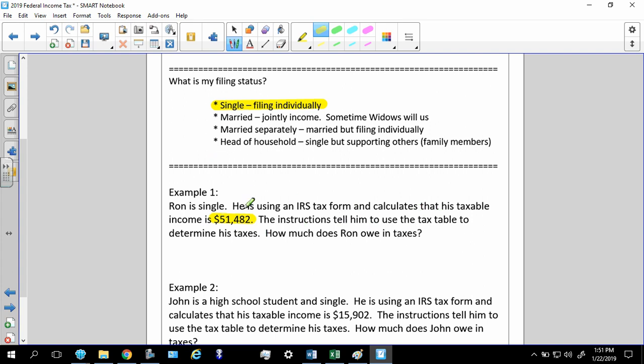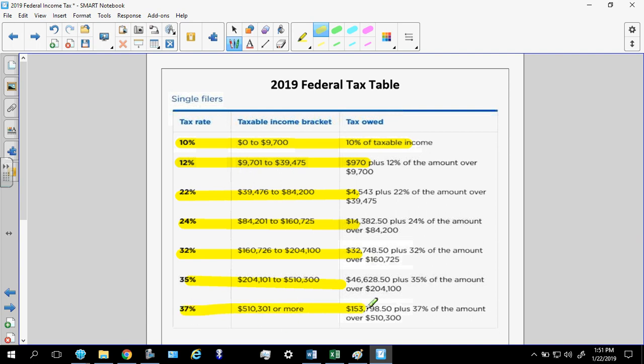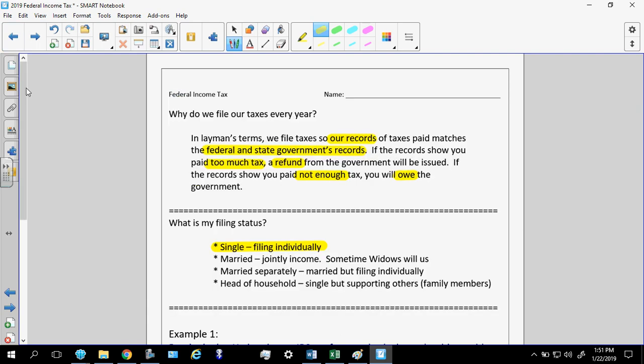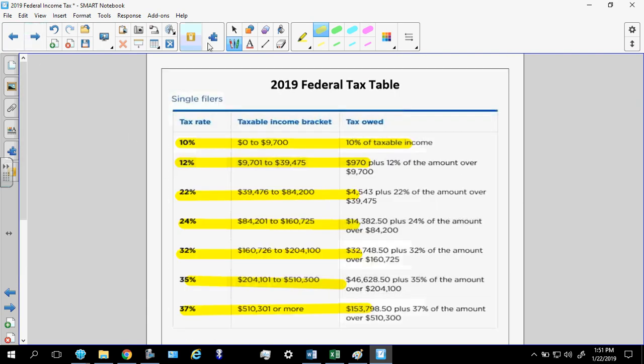So $51,482. We have to go to the federal tax table. Now, the federal tax table has 7 brackets: bracket 1, bracket 2, bracket 3, bracket 4, 5, 6, and 7. You are going to find yourself in one of the 7 brackets. The number we're using is Ron's pay, which is $51,482. Let me write this right here.